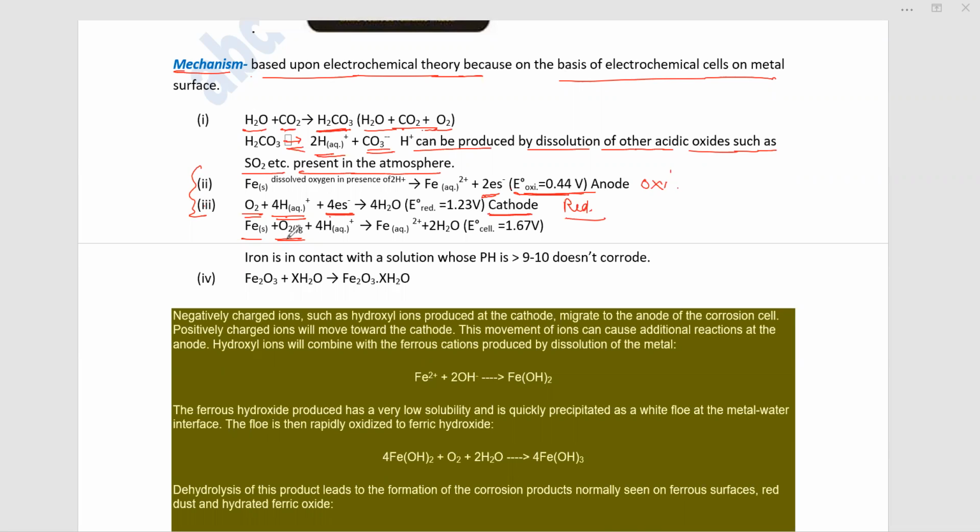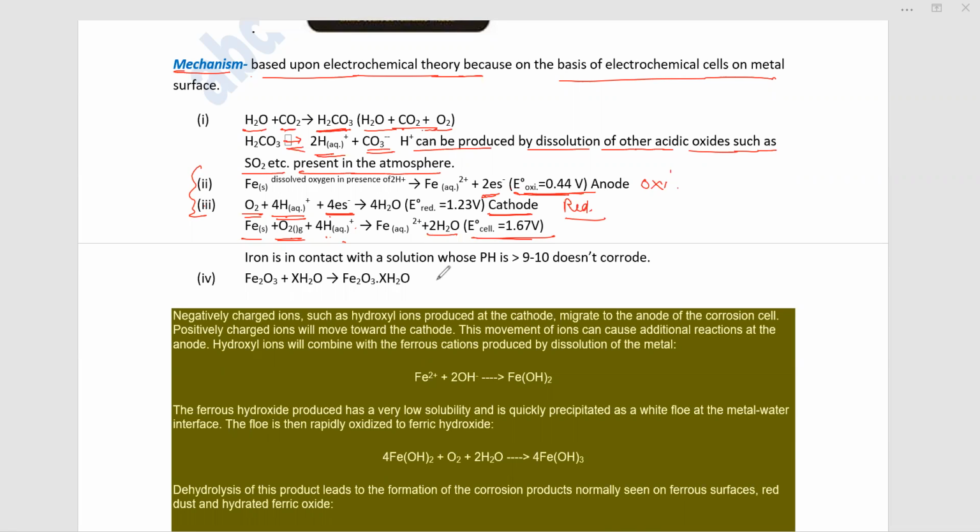If we add these two equations, Fe solid reacts with oxygen gas and 4H+ ions, what will be the product? We will get Fe2+, meaning oxidation of Fe takes place, and 2H2O will be formed. The standard electrode potential of the cell will be 1.67 volts.